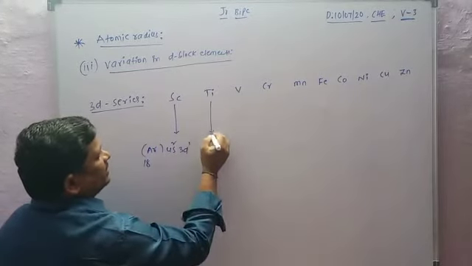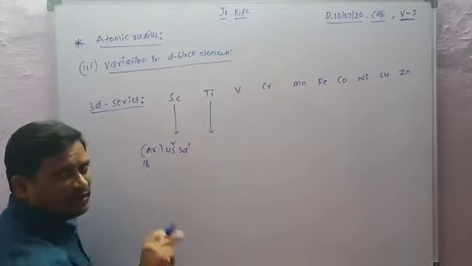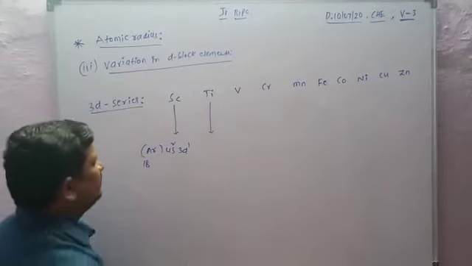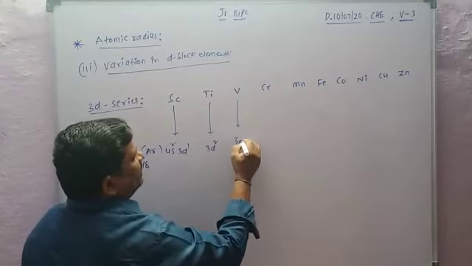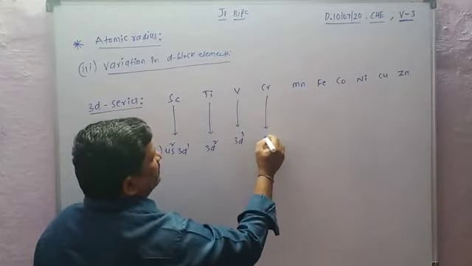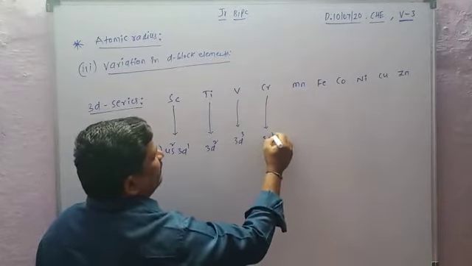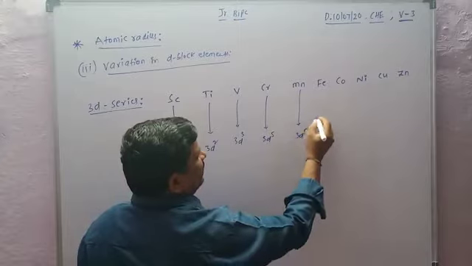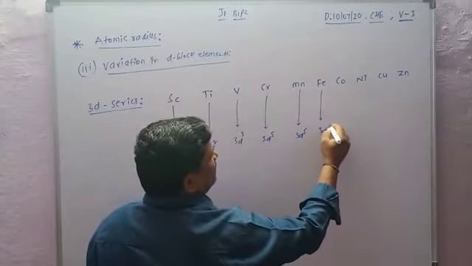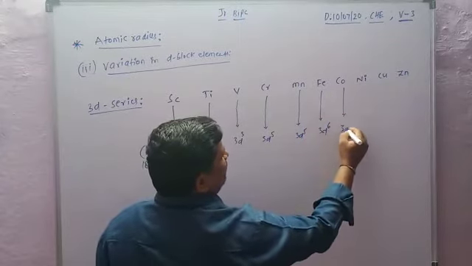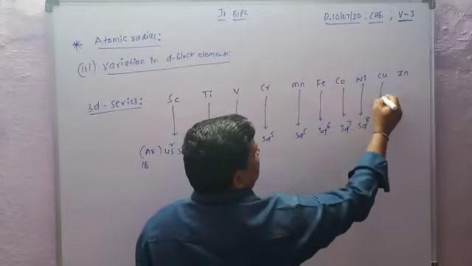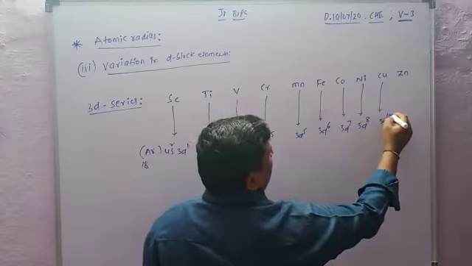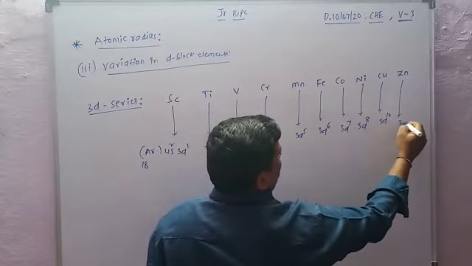Titanium, as atomic number increases by one unit from left to right, is 3d2. Then it is 3d3, then 3d5, which is an exceptional electronic configuration. It is also 3d5, then 3d6, 3d7, 3d8, then 3d10, and 3d10.